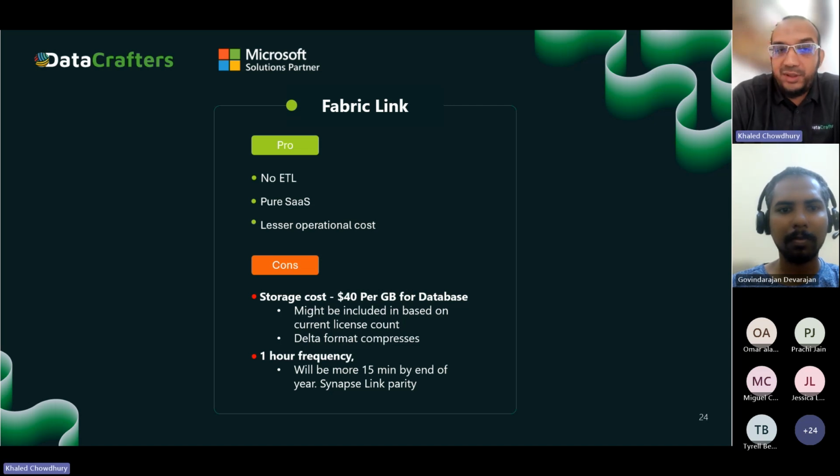Operation cost wise, what we mean by that is you do not have to have that many people managing it, and there are not as many pieces to manage, hence making it less to operate. Now, this is going to be the biggest kicker of why you might not use Fabric Link: the storage cost. The storage cost in Fabric Link is not 3 cents a gigabyte versus 40. It is $40 a gigabyte, right? So it's $23 a terabyte versus $40 a gigabyte.